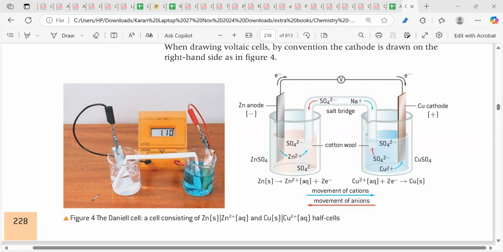Let's do one thing. Let me cut and paste this in the paintbrush. I can get more space there.